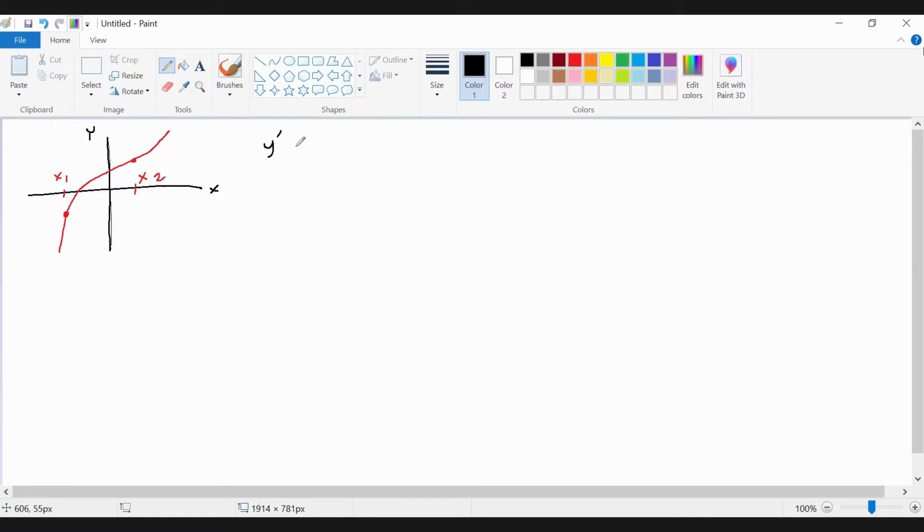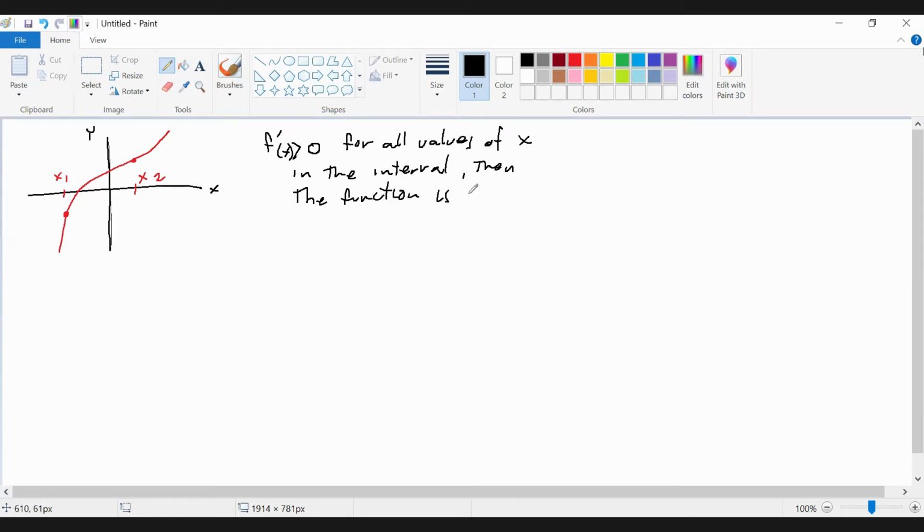So if f prime of x is greater than 0 for all values of x in the interval, then the function is increasing in that particular interval.